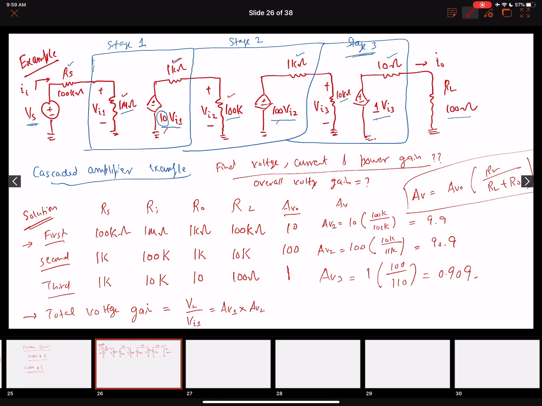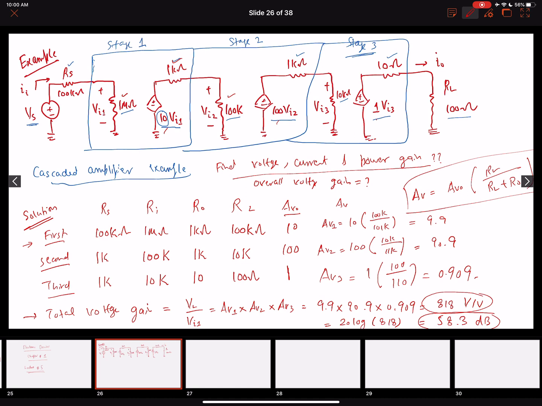AV1, AV2, AV3. So 9.9, 90.9, 0.909. It will come out to be 818 volts per volt. You can also convert that using 20 log of 818, so the value in dBs will come out to be 58.3 dB. Again, this is coming from 20 log of 818. So this is the value of the voltage gain of the amplifier.